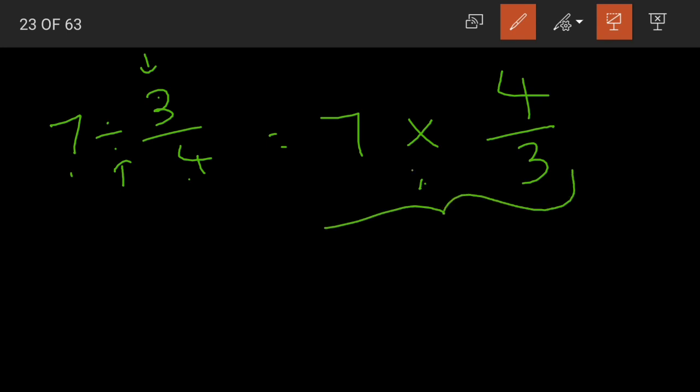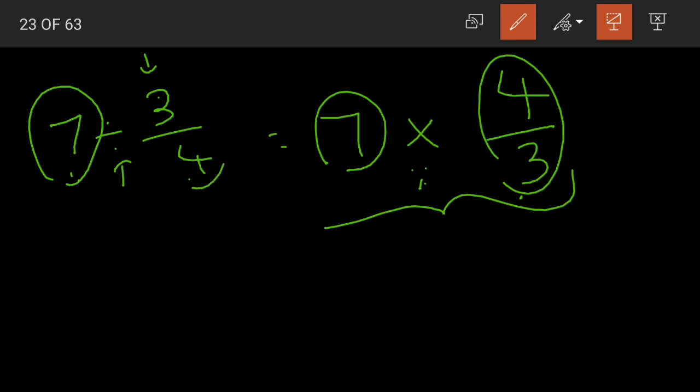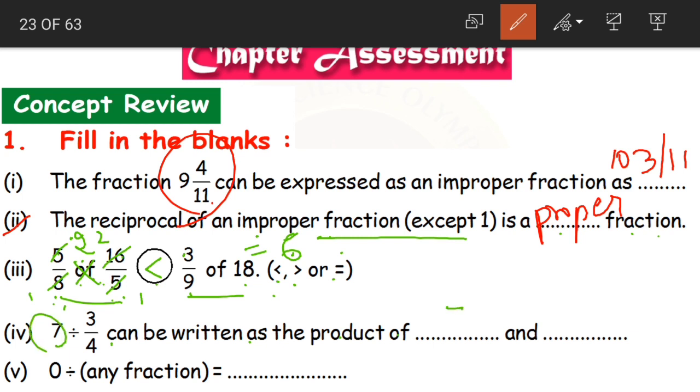7 divided by 3 by 4. How do we do that? How do we divide a fraction? We write the first term as it is and then replace the division symbol with the multiplication symbol. And coming to the next fraction, which is our divisor, we write the reciprocal. Yes, 3 by 4 becomes 4 by 3. Now this is a multiplication, that is a product. Product of 7 and 4 by 3, that is the product of the first number and the reciprocal of the fraction. So 7 divided by 3 by 4 can be written as the product of 7 and the reciprocal of 3 by 4, which is nothing but 4 by 3.